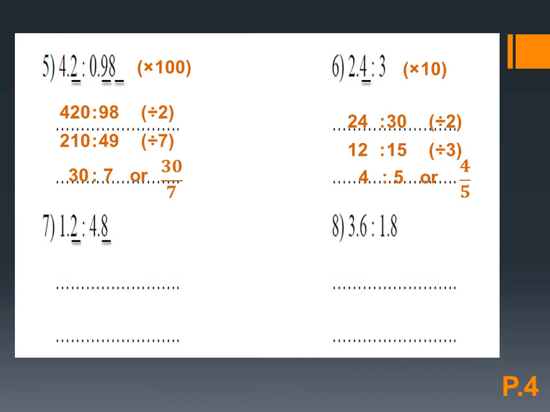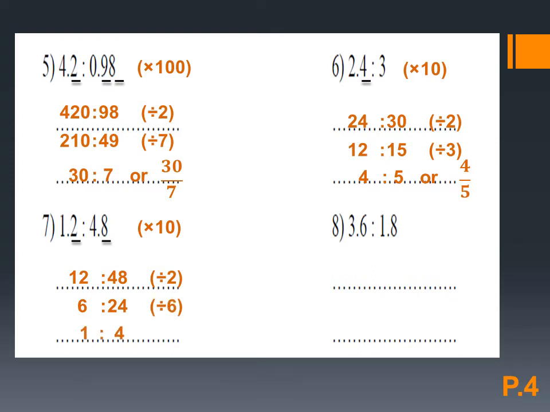1.2 to 4.8, both of them have one decimal place. Multiply both of them by 10. 1.2 times 10 is 12, 4.8 times 10 is 48. Both of them are even. Divided here by 2. 12 divided by 2 equals 6, 48 divided by 2 equals 24.